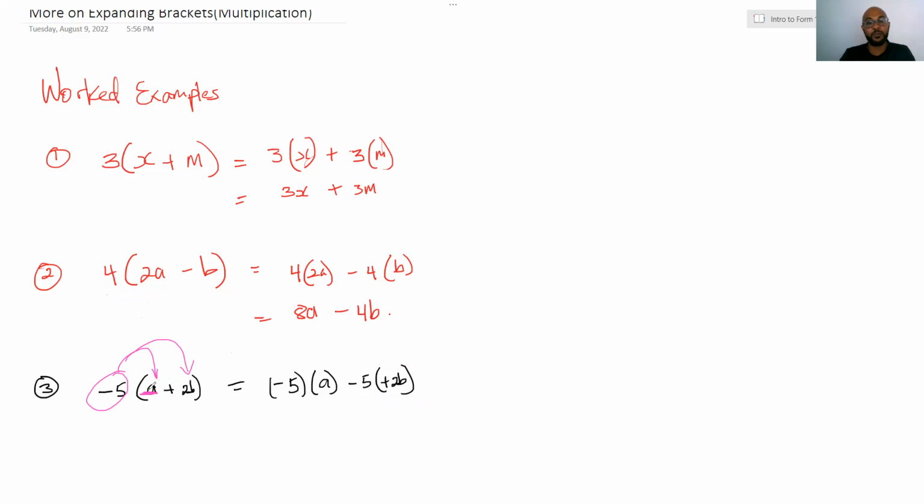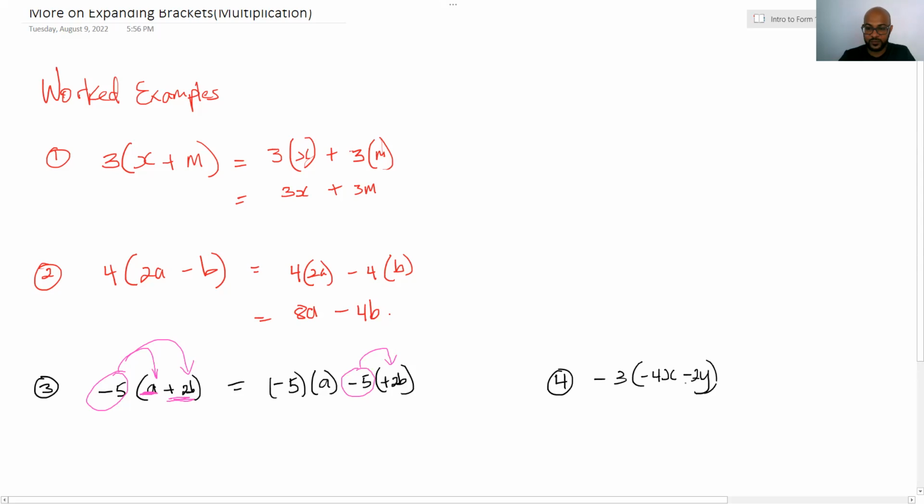So a here we know is a positive a, right? This term here is positive 2b. So I am multiplying negative 5 by positive 2b. Let's look at another example where we have negative numbers inside of the bracket as well, right?